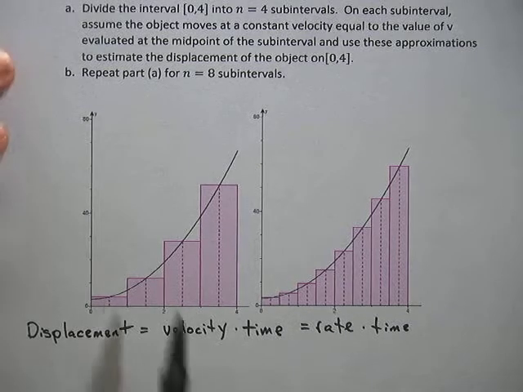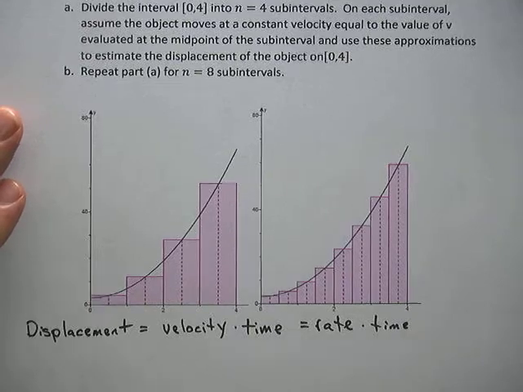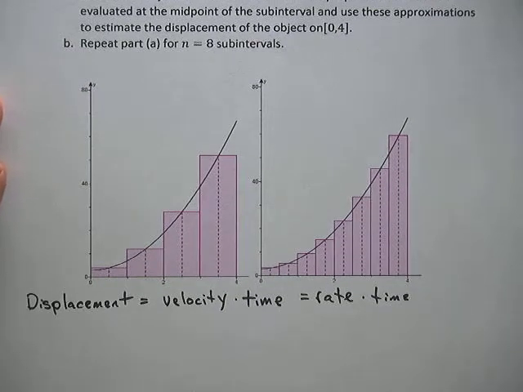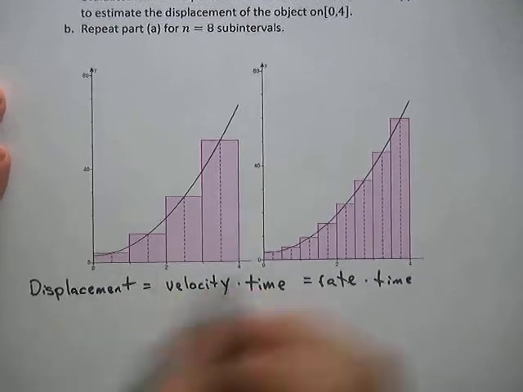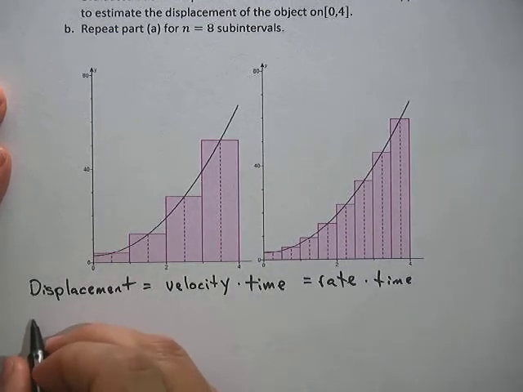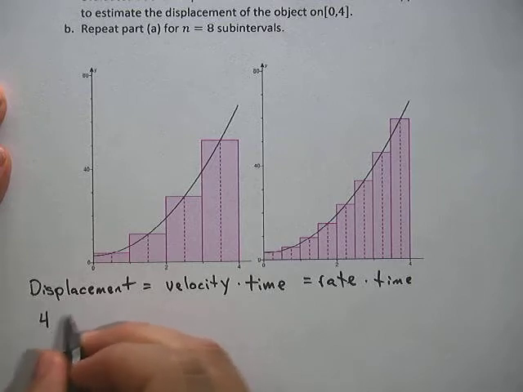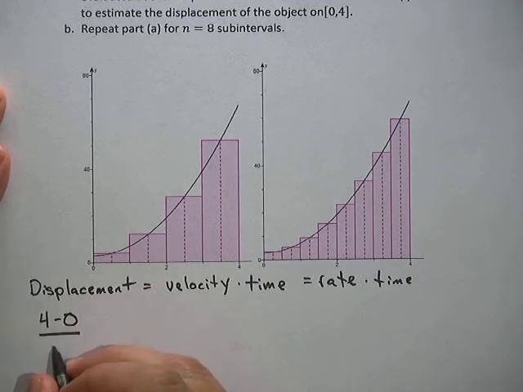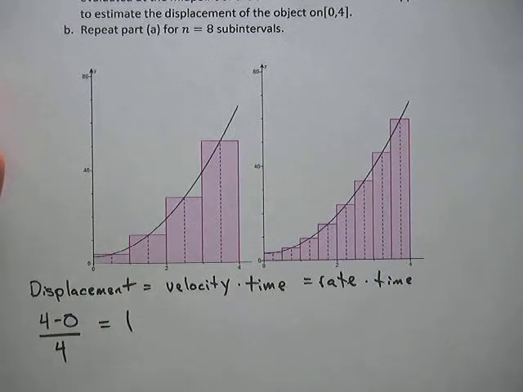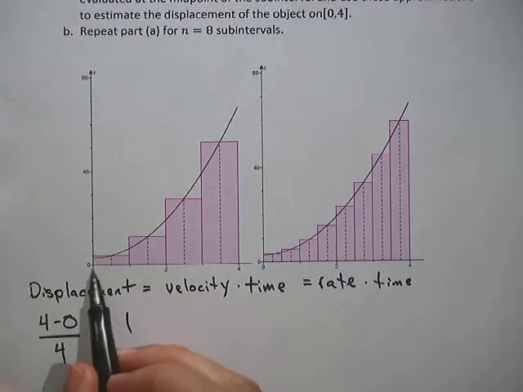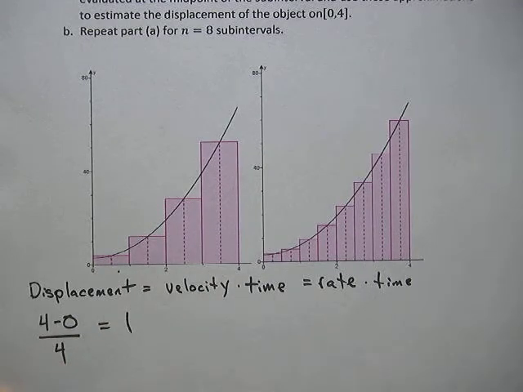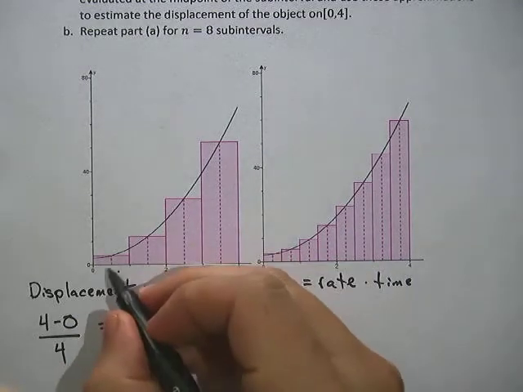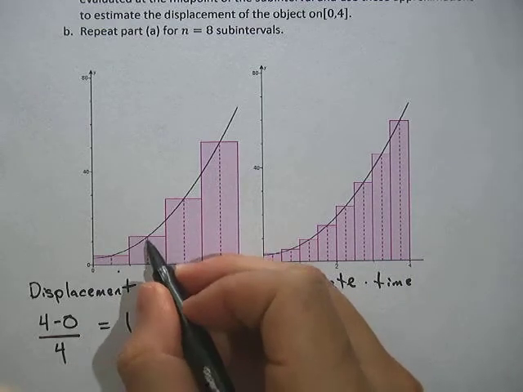Since we have the interval 0 to 4, and we have 4 intervals, to figure out how long each one of our intervals is, we can just look and see that each one is 1 unit long. But if we couldn't see that as readily, you can take the interval, remember we're going from 0 to 4, so 4 minus 0, divided by your number of subintervals, which is 4. So obviously that is 1. Each one of these is going to be 1 unit long, and you can see that from the graph.